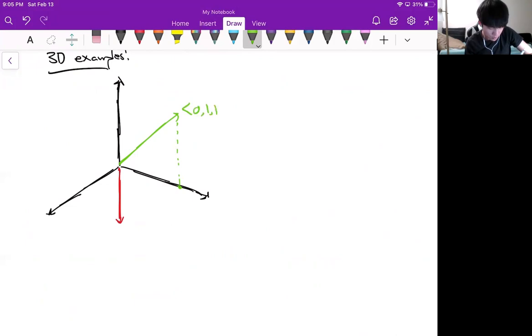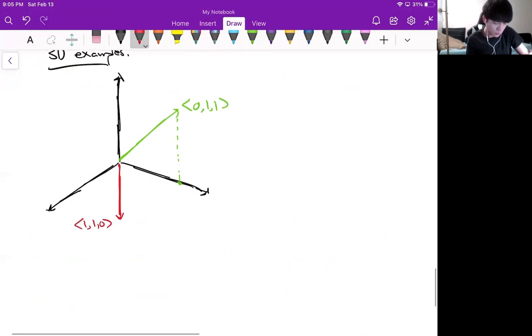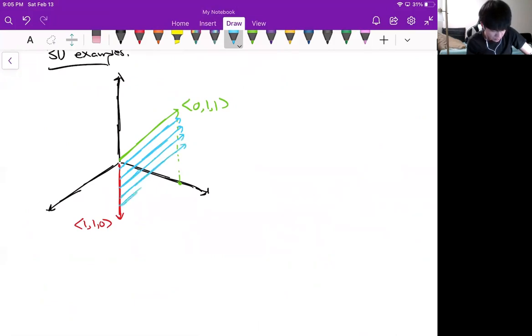This is 0, 1, 1, and this is the vector 1, 1, 0, right? Okay, well, let's just repeat that construction. So I'm going to take this green line and copy paste it a bunch of times along this red line, right? And look at the shape it's tracing out.